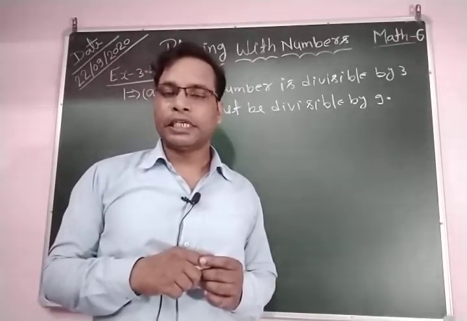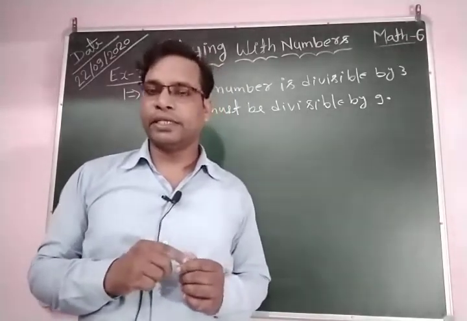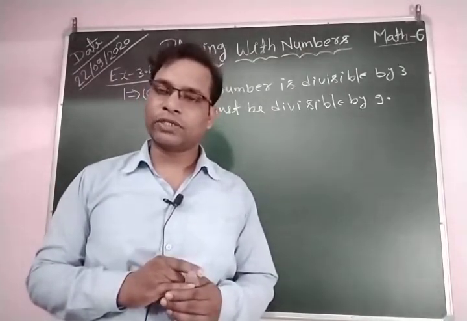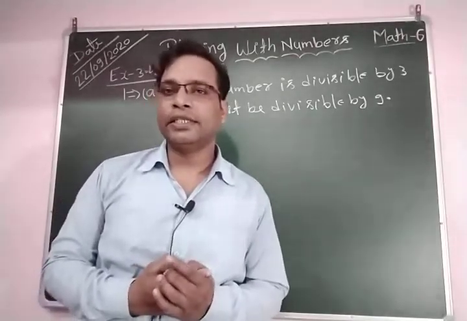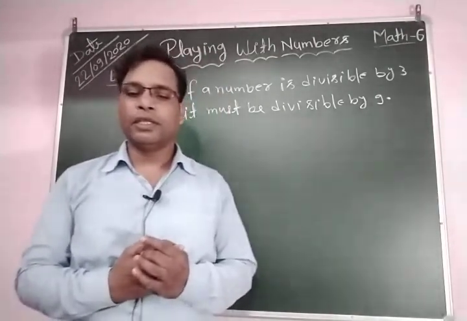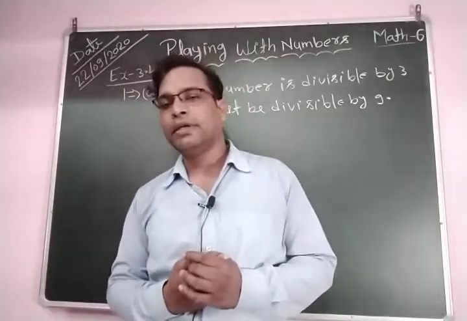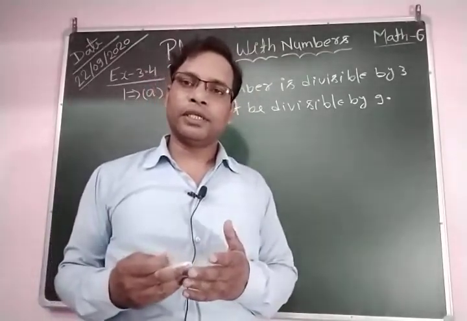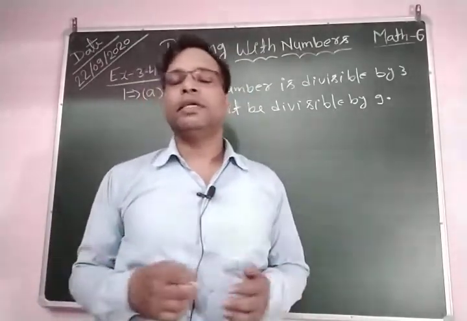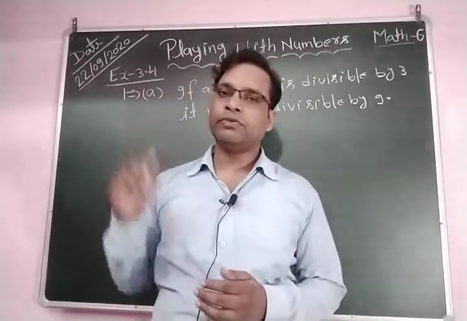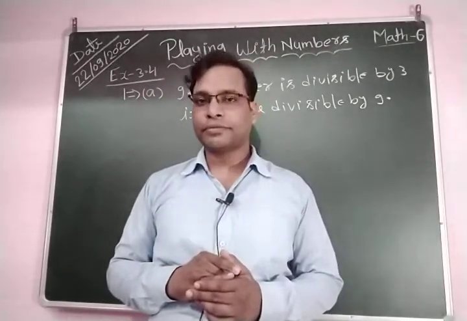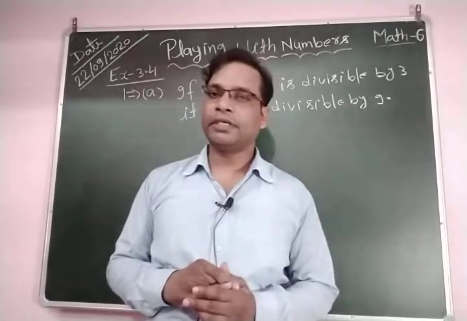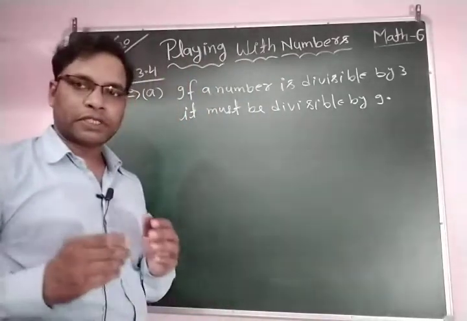The statement is given: if a number is divisible by 3, it must be divisible by 9. Is this true or false? So how do we take a decision? First we take some examples. If a number divisible by 3 is also divisible by 9, then you can say this statement is true. If this number is not divisible by 9, then you can say this statement is false.